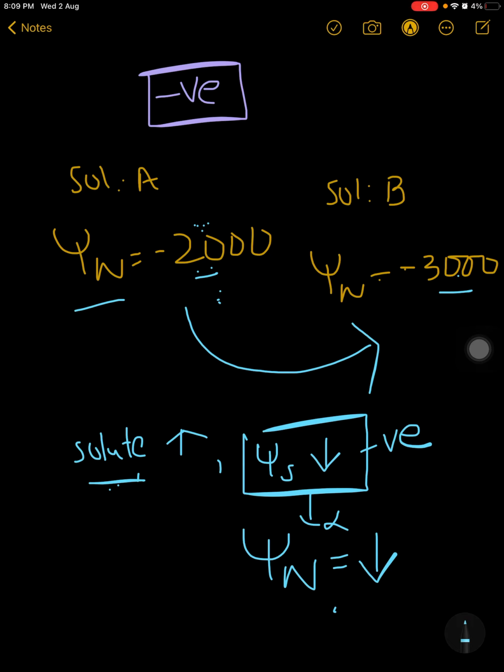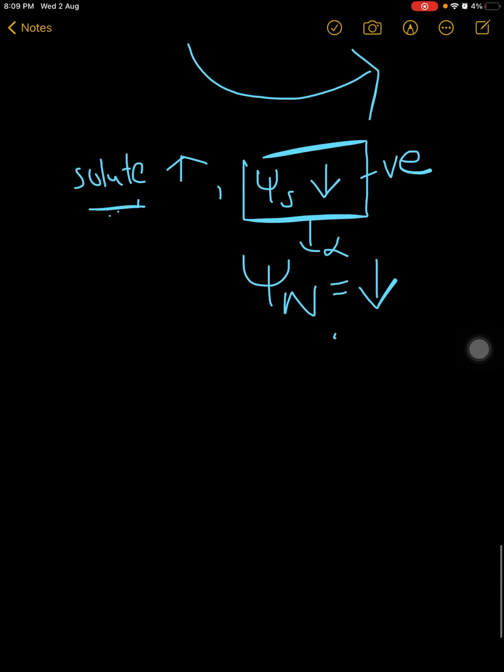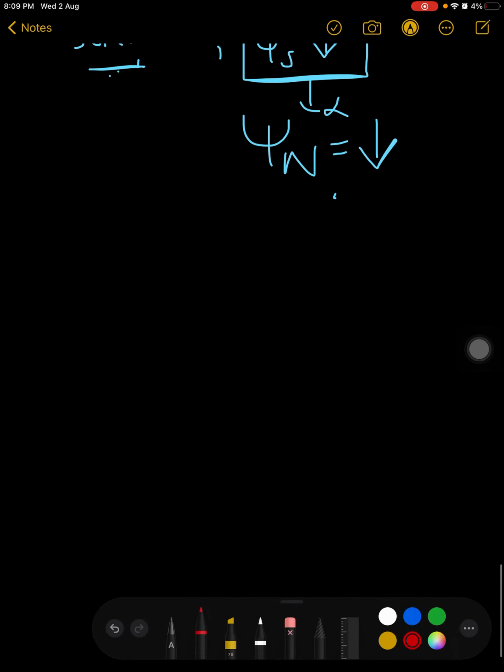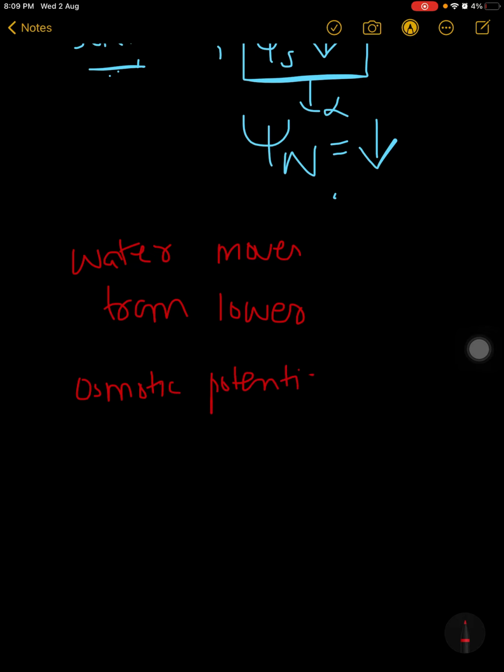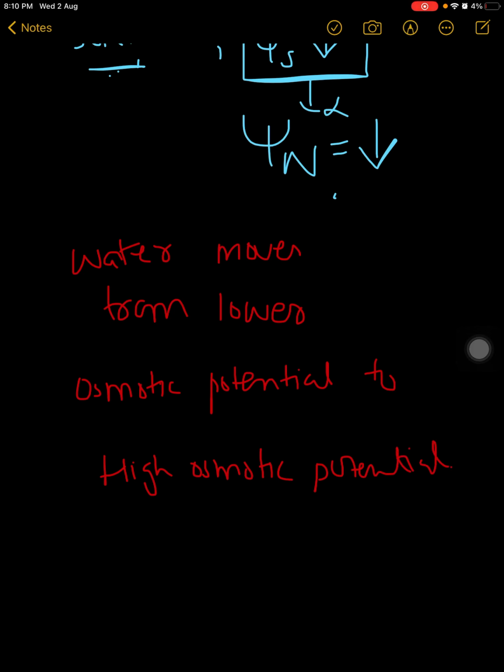Okay, now water always moves from lower osmotic potential to high osmotic potential, right? Okay, now let's do an example as well.